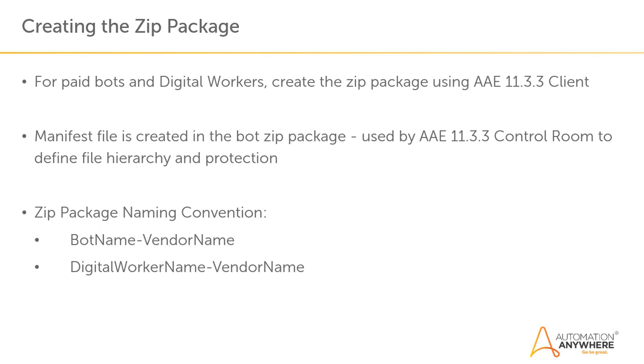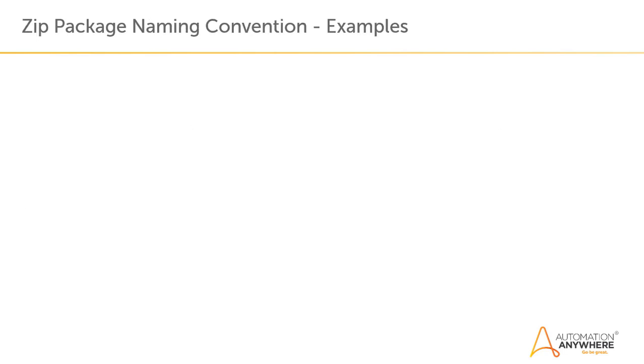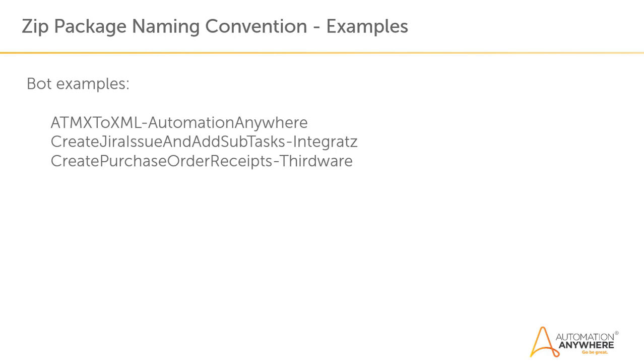It is important to follow the guidelines and the steps explained in the next slides while packaging your bot, as your submission will fail bot store validations if they are not followed. Let's look at a few examples for bots and digital workers. Bot examples: ATMX to XML hyphen Automation Anywhere. That means the bot name is ATMX to XML and the vendor who created this bot is Automation Anywhere.